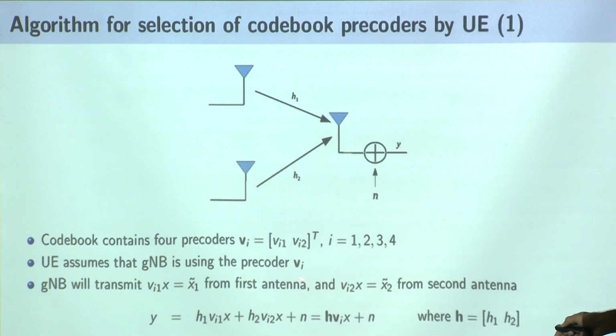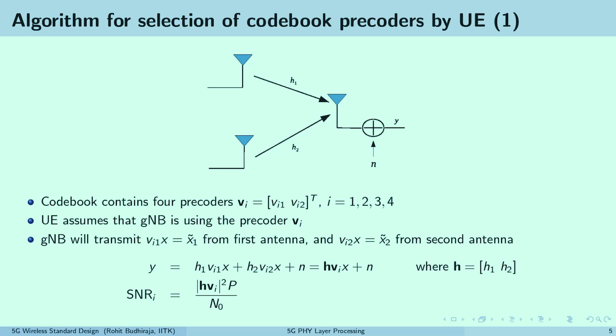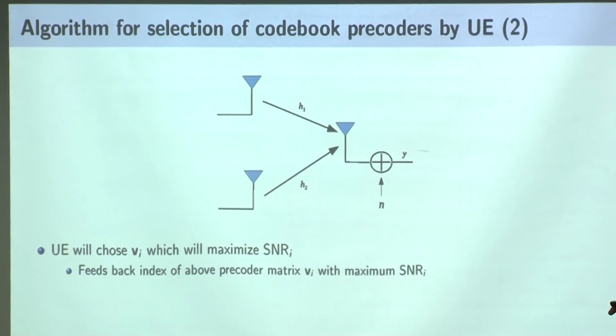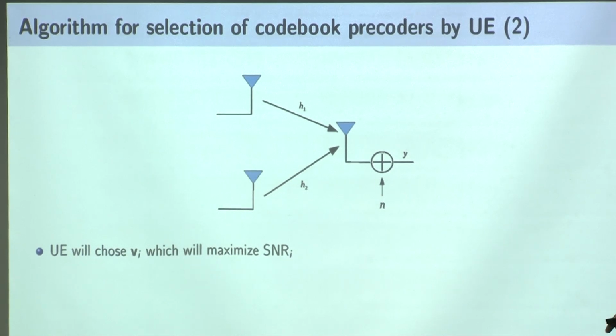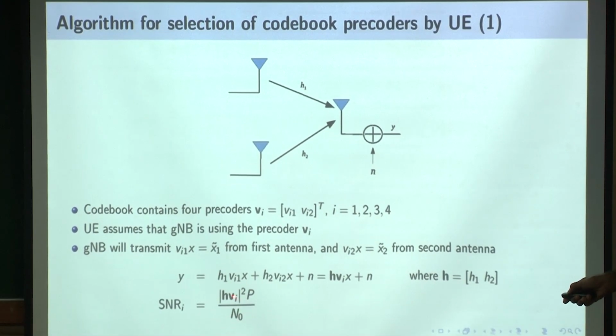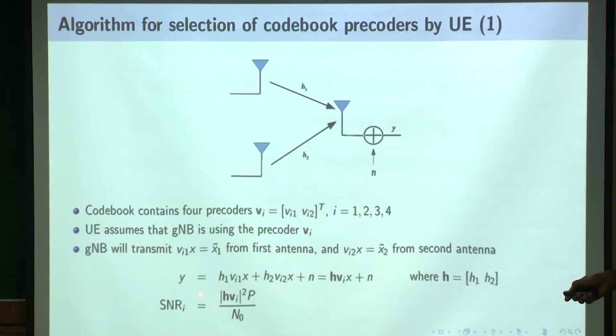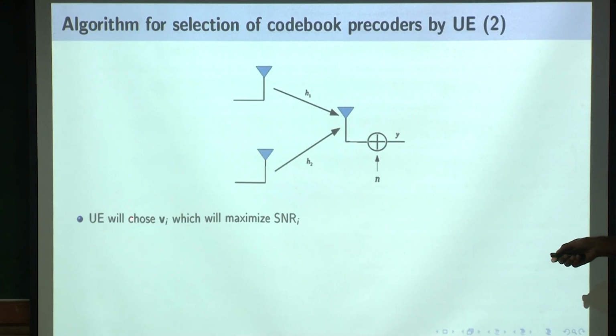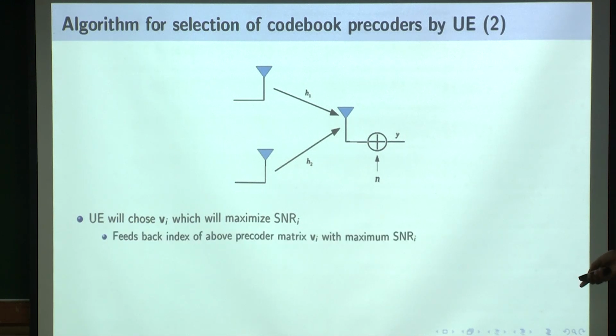What is going to decide the signal strength? H into Vi, right? So what is the SNR? It is |HVi|^2 P by N naught, right? So the UE will choose the precoder which maximizes the SNR, correct? How does it do this? It does this product for all 4 different values, and whichever value of Vi maximizes the SNR, it feeds back that information to the base station, right? So that's what I am saying. The UE will choose this Vi which maximizes the SNR and feeds back the index of the precoder matrix or vector with the maximum SNR it is observing.